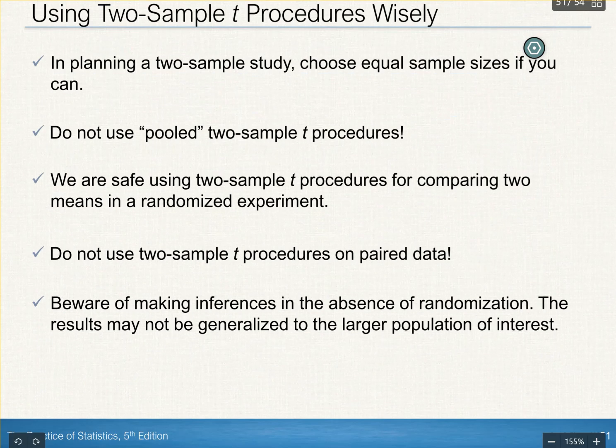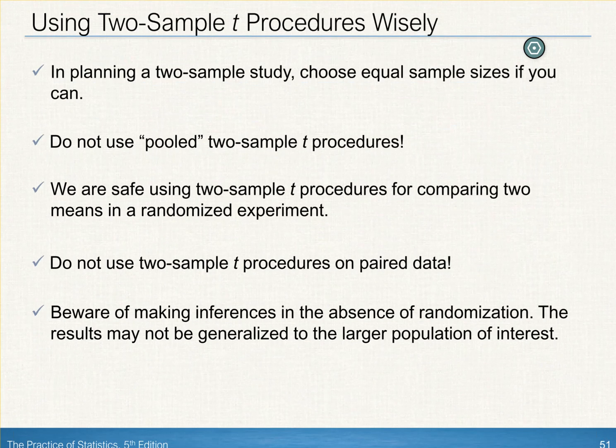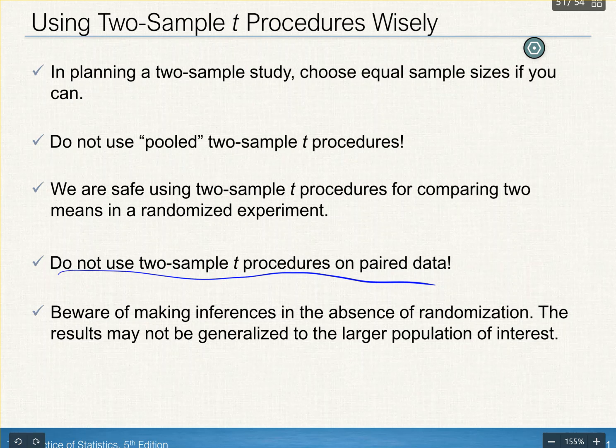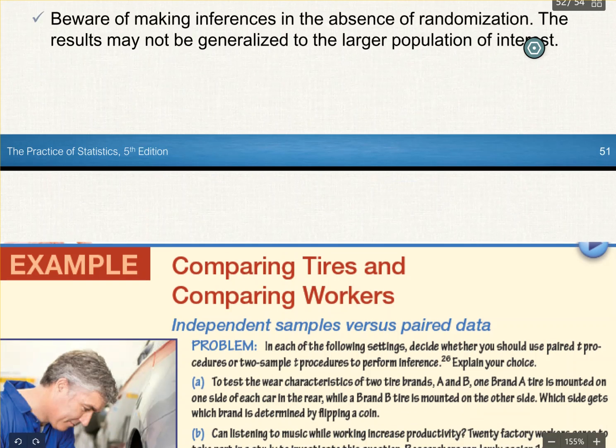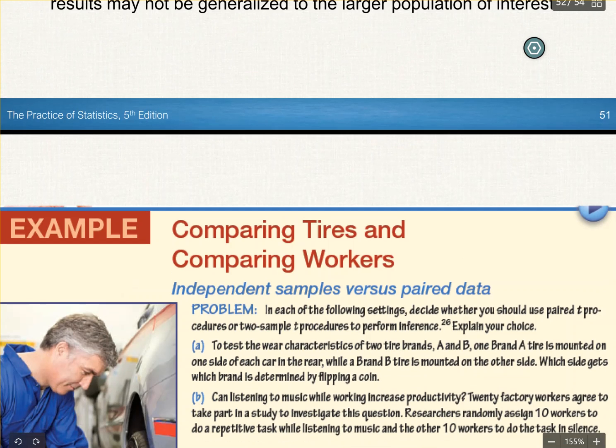So don't use the pool. Don't worry about that. You want comparable sample sizes, and then remember at the end of 9.3, I believe we did that caffeine example. That's paired data. So on that we use one sample T procedures. So just keep that in mind. And yeah, so looking at this, to decide whether you should use paired T procedures or two sample T procedures.